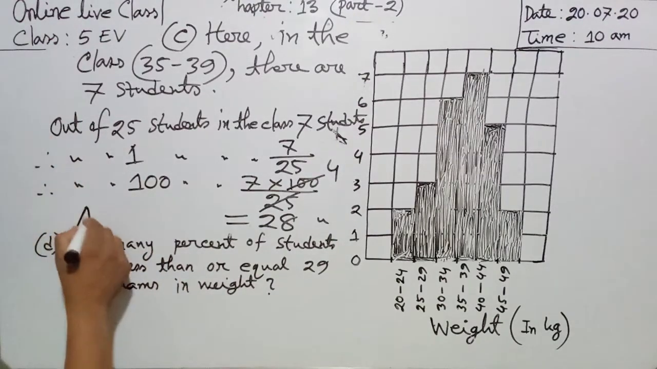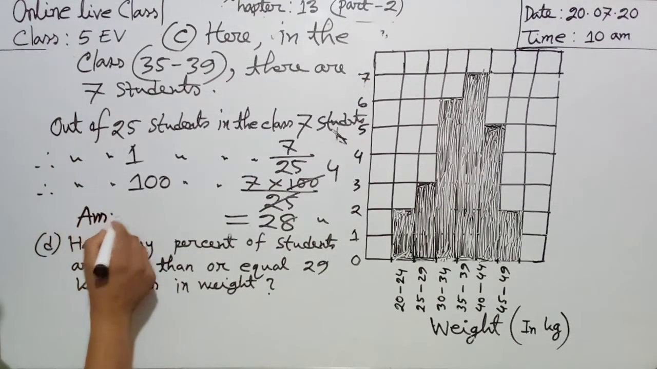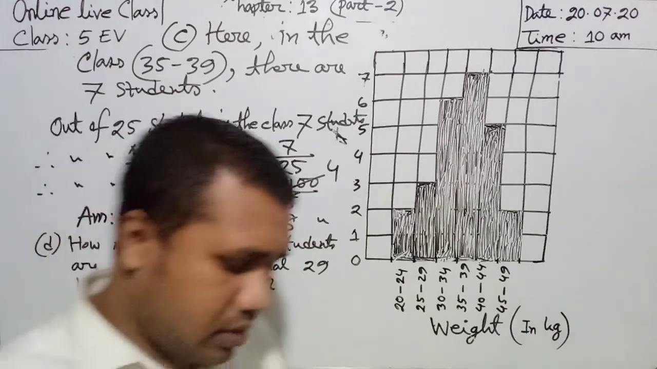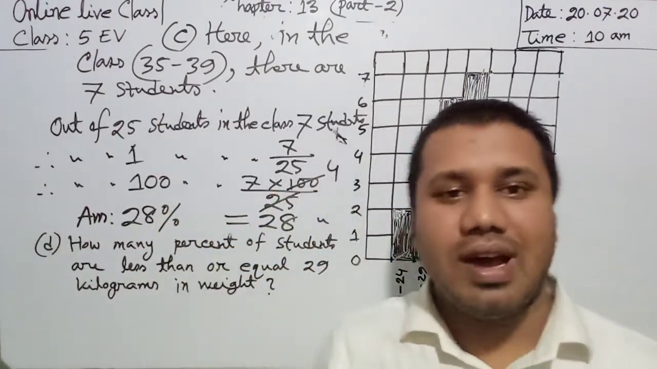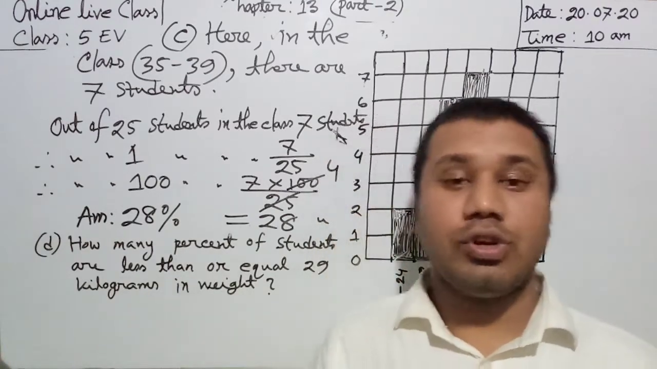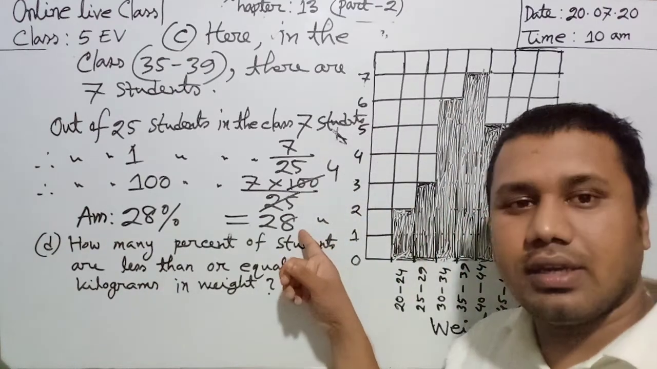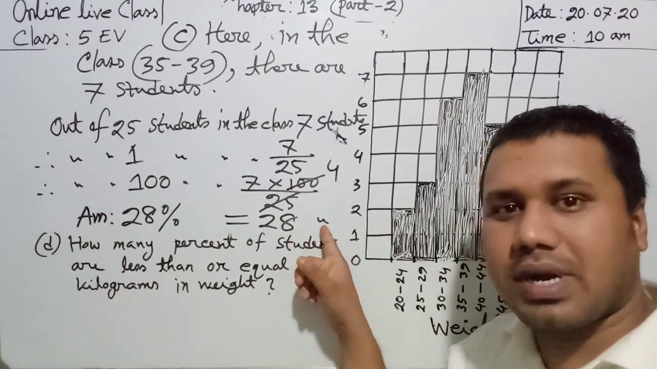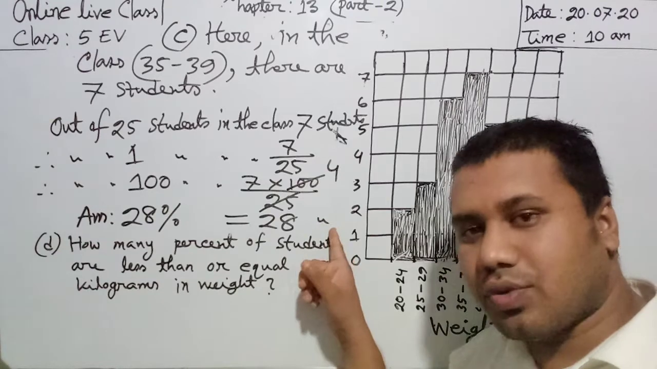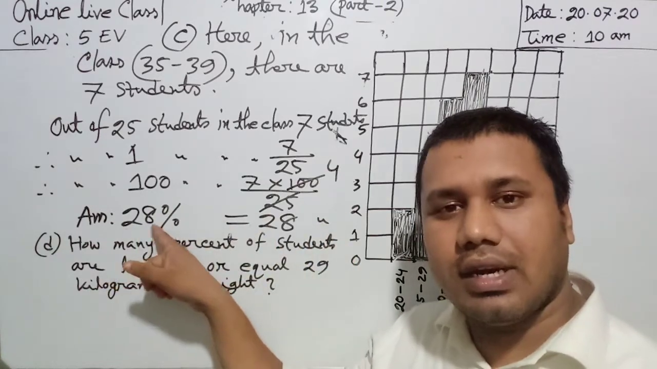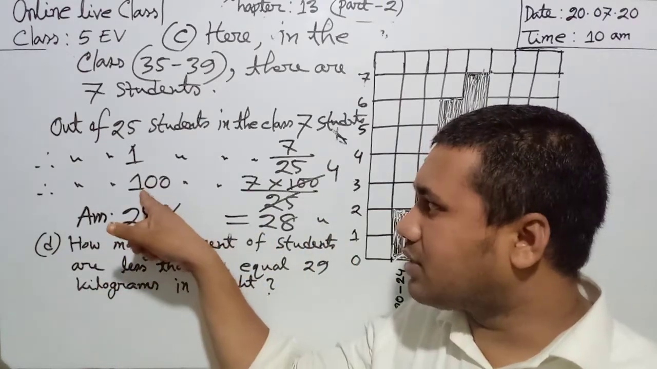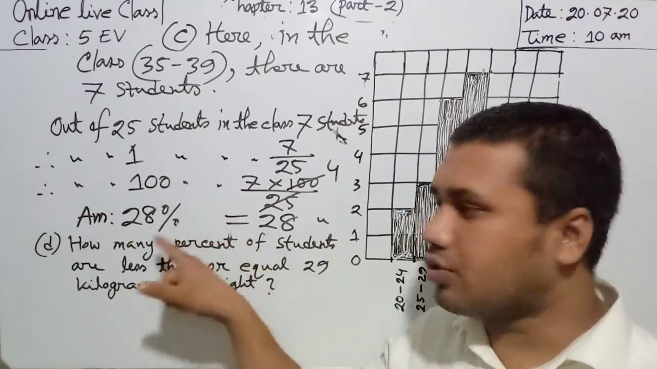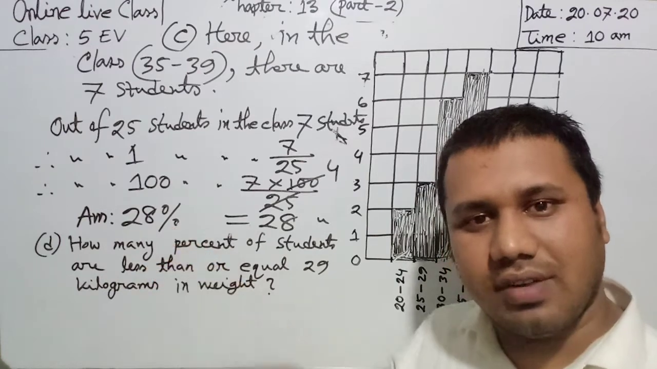So when you write the answer, now write 28%. In the option of answer, you have to write 28%, but there you have to write 28 students, not 28%. It will be 28 students. When you write the answer, then write 28%. Why? Because this is out of 100. This 28 out of 100. So this is 28%. Very simple.